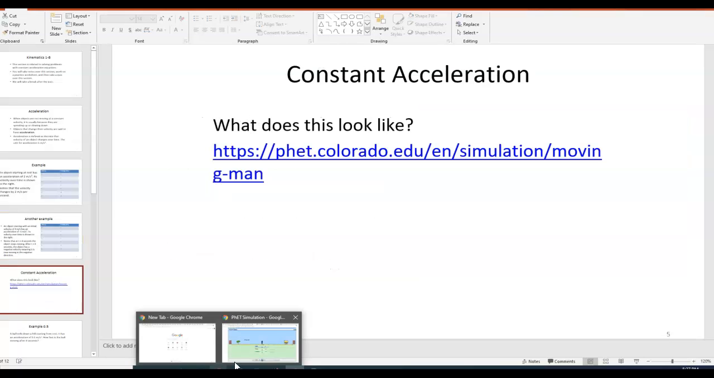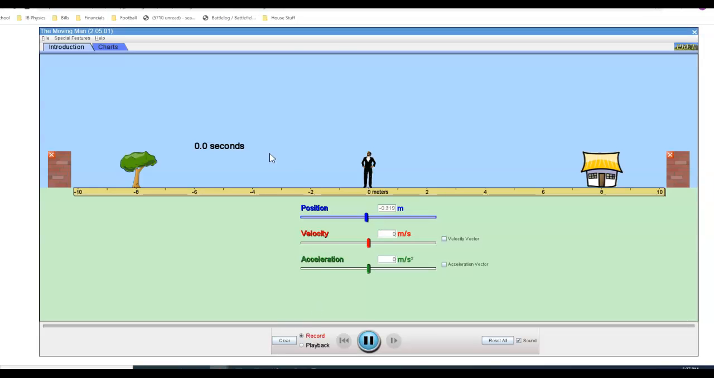Okay, now we can look at the moving man really quickly just to see what that might look like. So I'm going to put this guy back here with no velocity, and I'm going to give him an acceleration of 1 meter per second squared. Okay, and if you watch him, you'll see he speeds up. He goes faster and faster, and then he hits the wall and he stops.